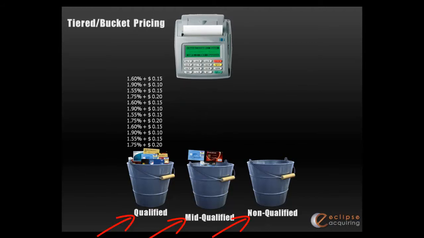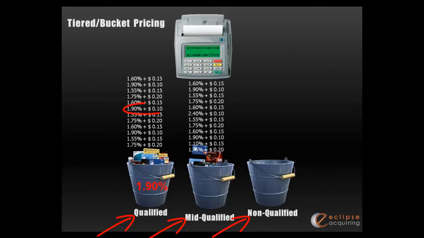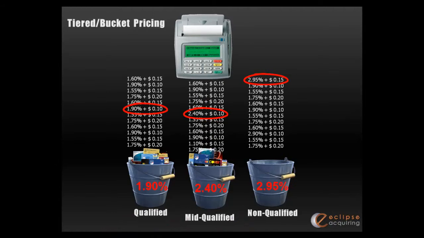Under bucket pricing, each bucket is priced high enough to cover the rate of the card with the highest interchange fee in that bucket. With this type of pricing, the merchant is paying the higher price for all of the cards in that bucket. Additionally, when Visa and MasterCard make changes to interchange rates, it is common for processors to use this as an excuse to raise the rate of the entire bucket, even though it only affects one or two of the cards.